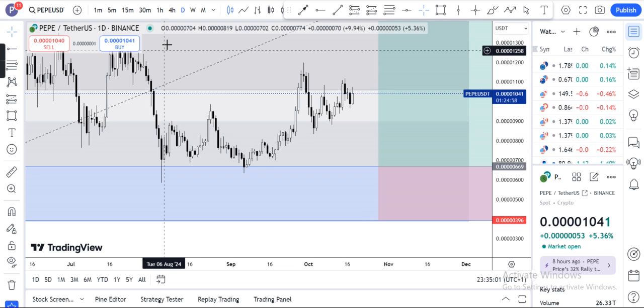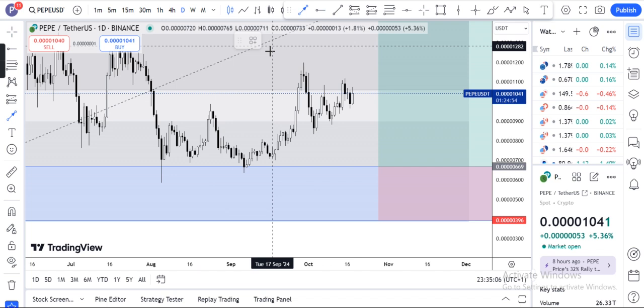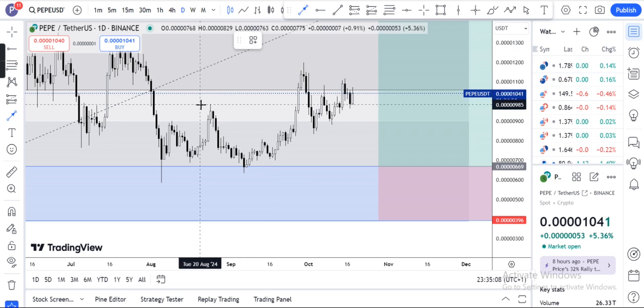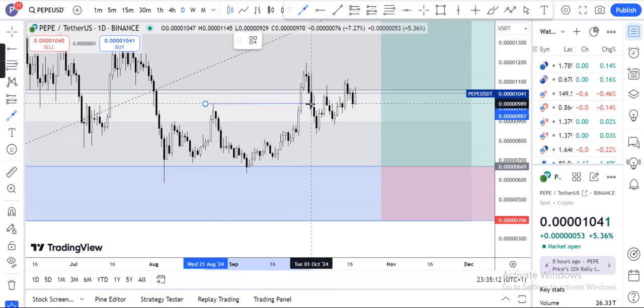Now, I want to mark this chart here. Before giving us this first break of structure at this point, before the market gave us this break of structure here at this point, which is the main break of structure we actually want to work with.